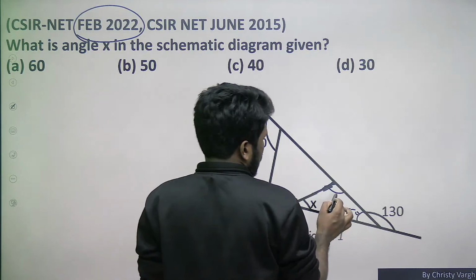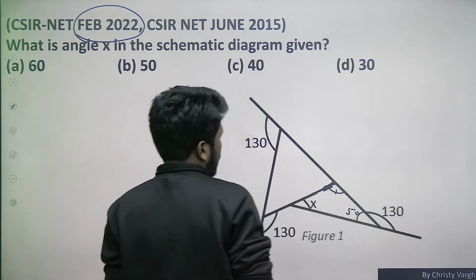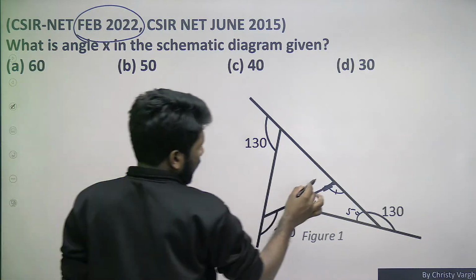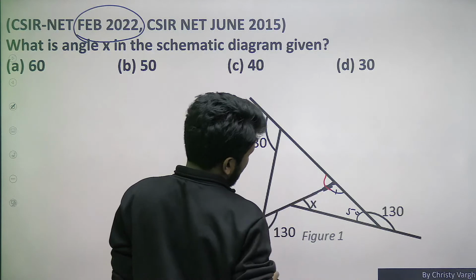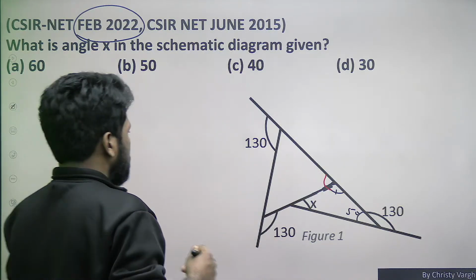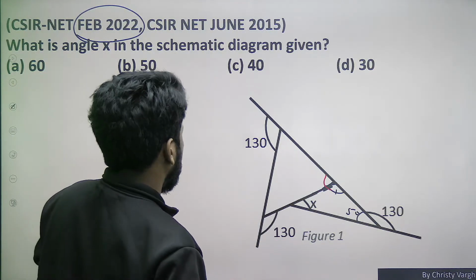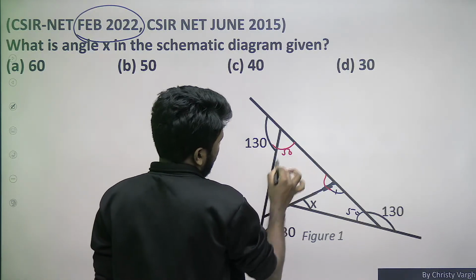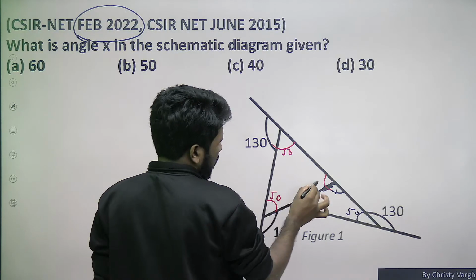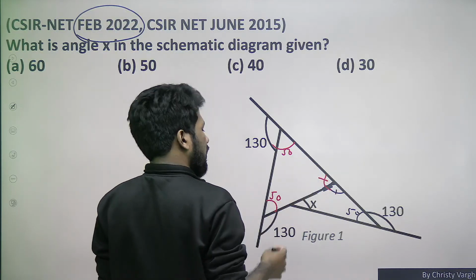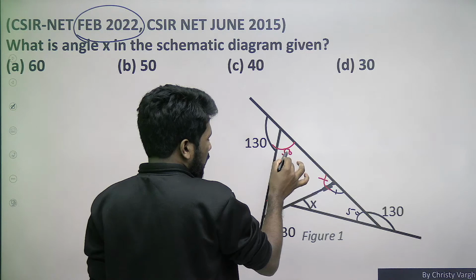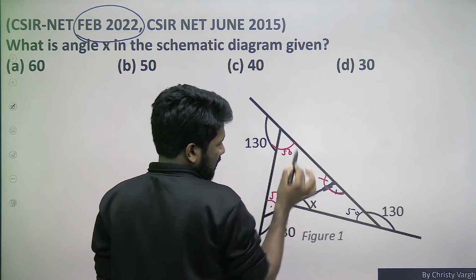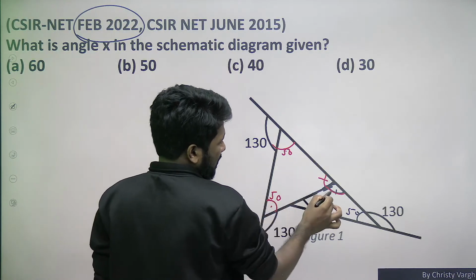So this is 50. Now the only thing is you need to find this. How can you find that? To find that, the easy way will be finding this. How can you find this? Different ways are there. The easy way is: this is 130, so this is also 50, and this is also 50. Or if you know these two, then this is not needed, because these two are opposite interior angles. The sum of those angles will be this angle.